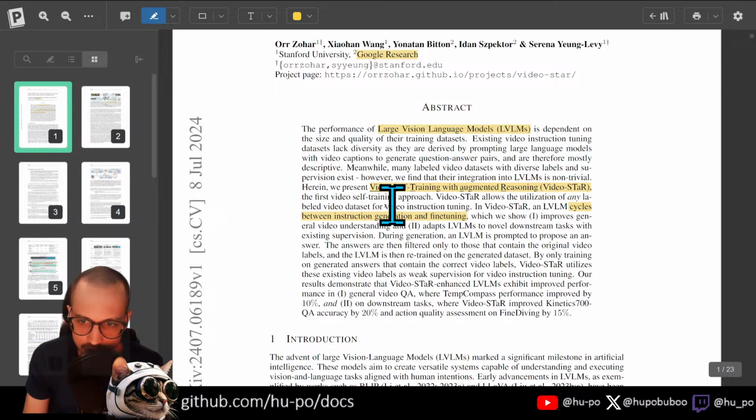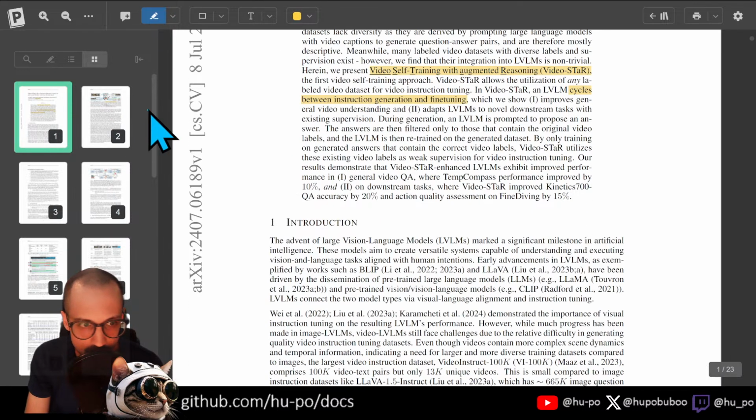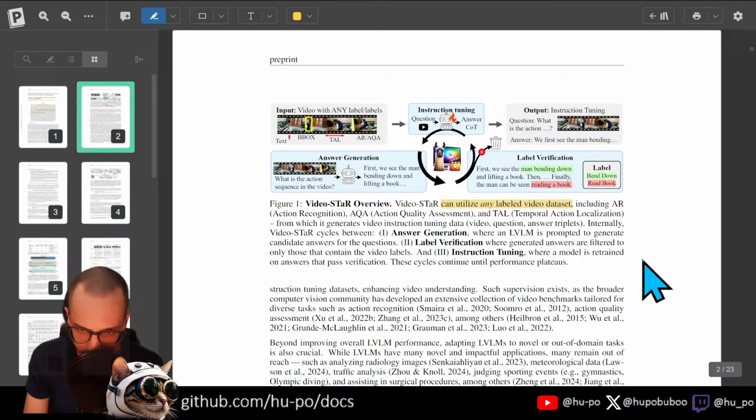Here they introduce video self-training with augmented reasoning, which they're calling Video Star, which cycles between instruction generation and fine-tuning. So this is the same idea of iterative refinement of the data using the model itself. We can go into the actual figures on how this is being done. Video Star utilizes any labeled video dataset, action recognition, action quality, temporal action localization, different types of video tasks.